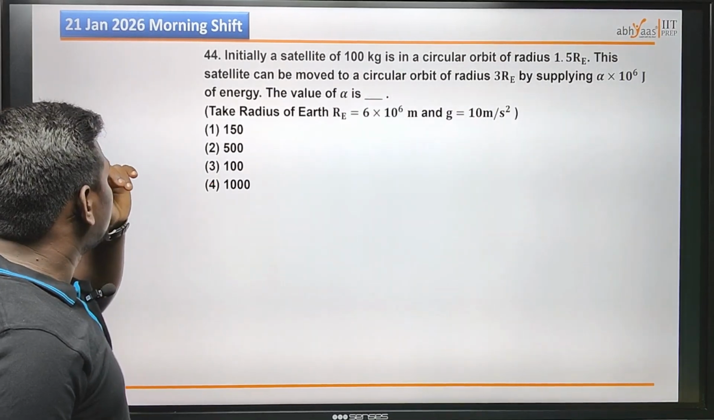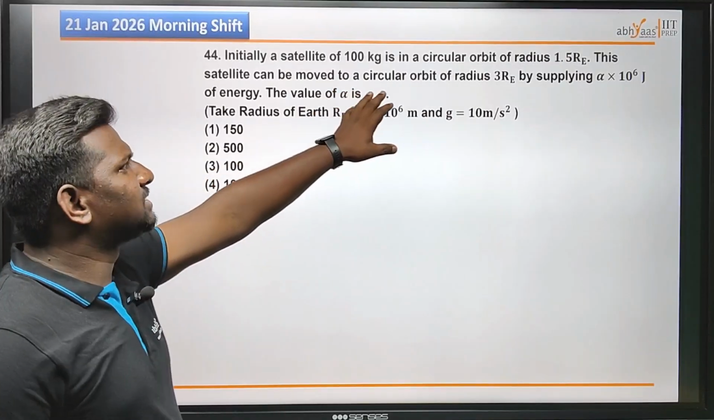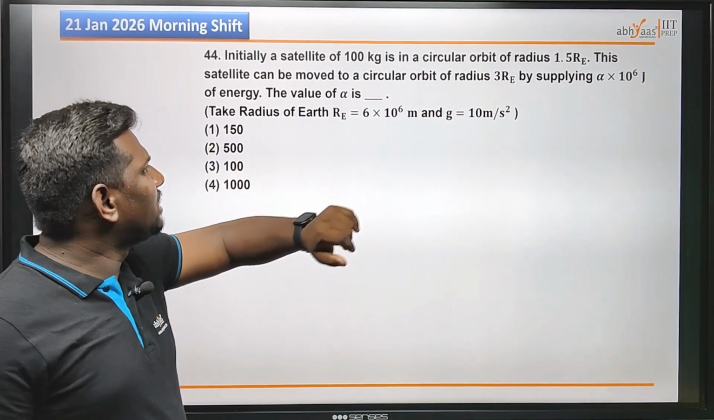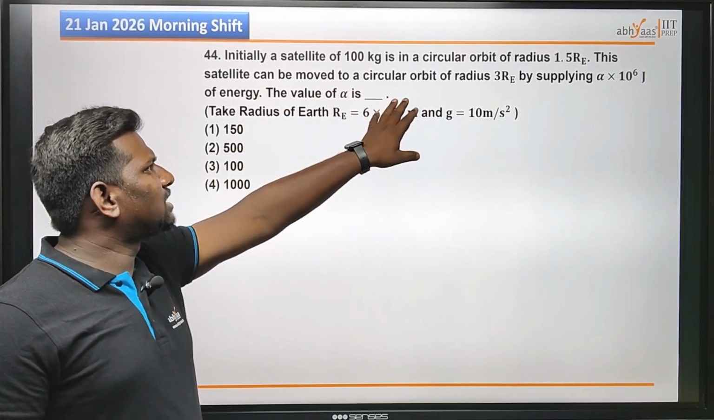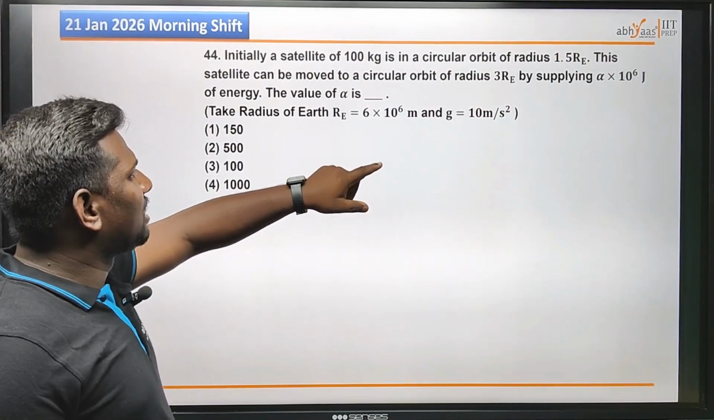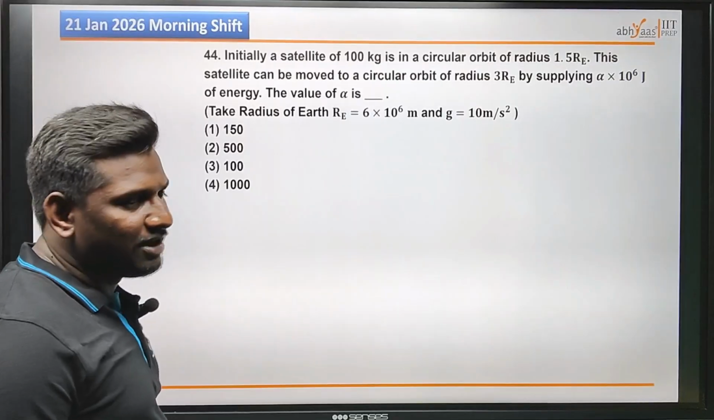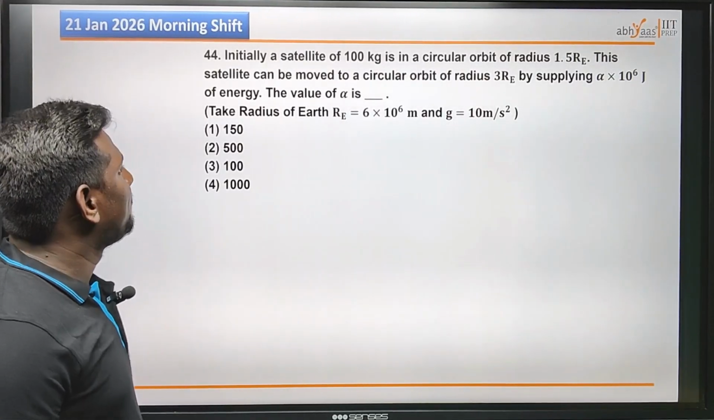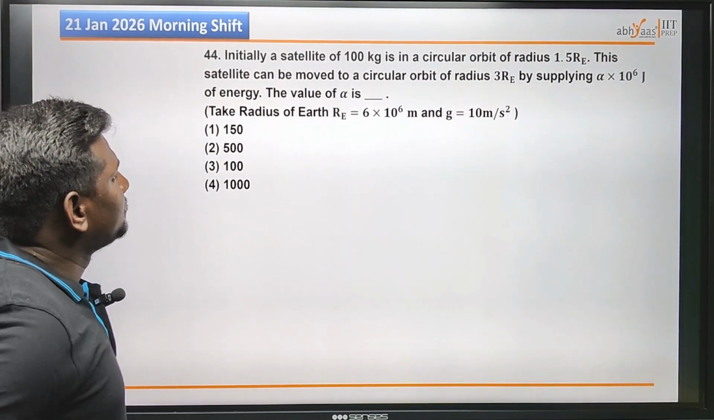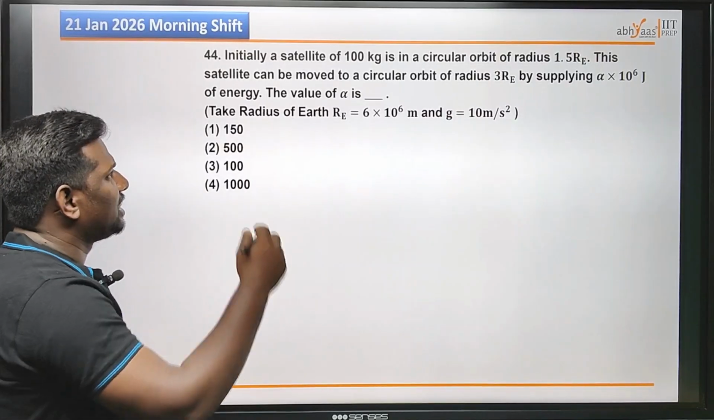So next one, see here. Initially a satellite of 100 kg is circulating at a radius of 1.5 R, that is the earth radius. This satellite can be moved to a circular orbit of radius 3R by supplying alpha into 10 to the power of 6 joules. Then find the value of alpha. What are they asking? They are asking the value of alpha, which is in energy.